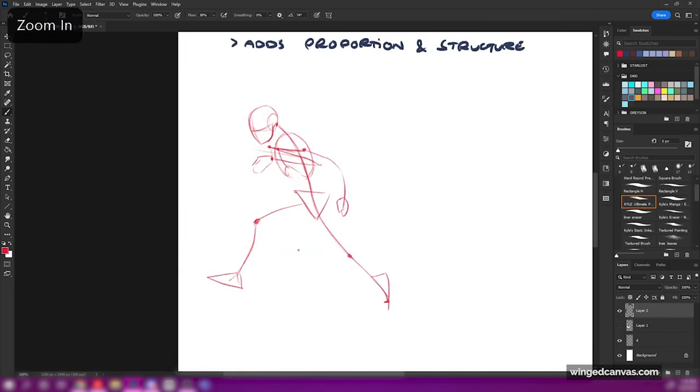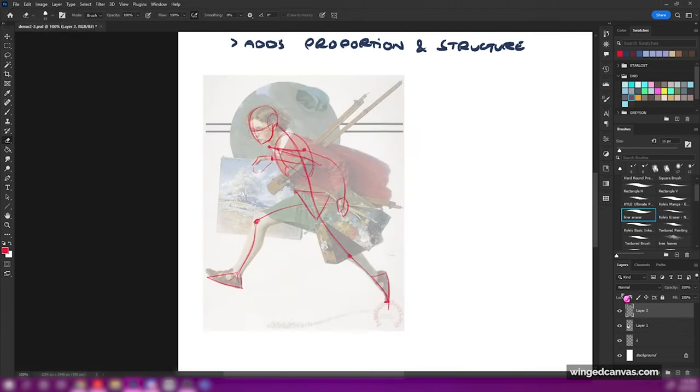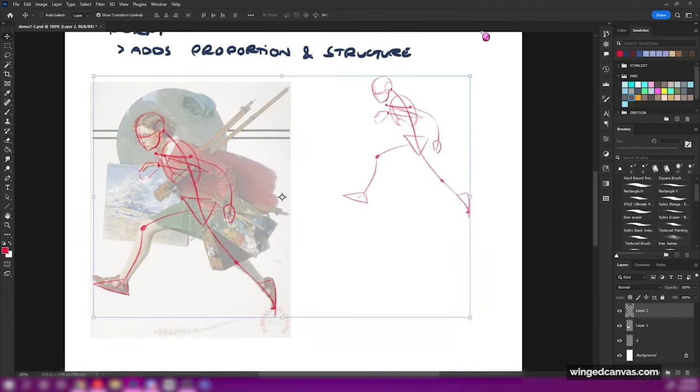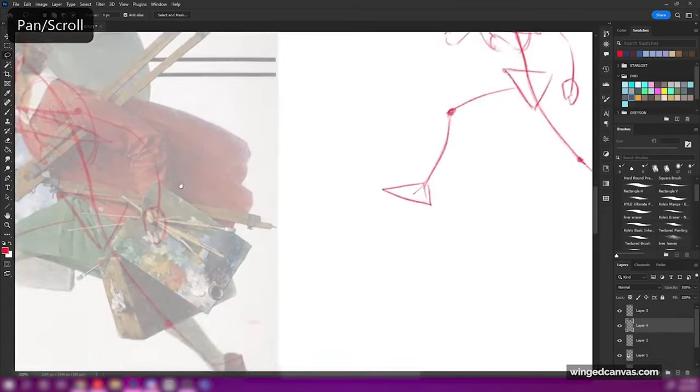Obviously, this gesture isn't perfect. The gesture is not meant to be perfect, but it gives us an idea of how the body moves. Right now, it looks kind of like a funky little skeleton. So this is our gesture. But gesture isn't the only thing that is in a figure drawing. There's form as well. So let's figure out where our form is now.